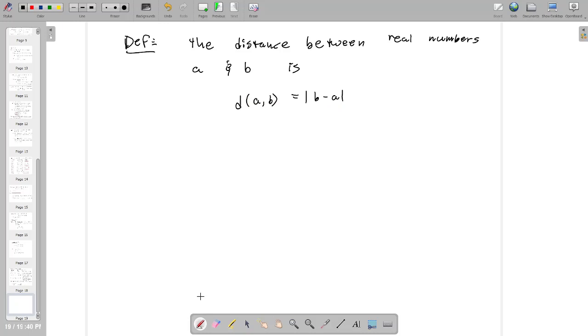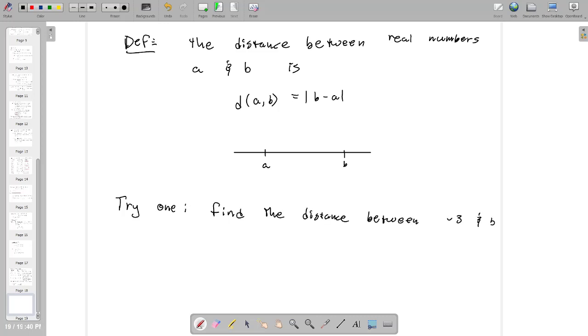Doing distance in two dimensions is slightly more complicated, but basically here we're just talking about going on a number line from point a to point b. Now, a distance is always positive, so we take the absolute value just to be sure that our number comes out positive. And try one on your own. Find the distance between negative 3 and 5 on the real number line. And I'll leave that up to you.